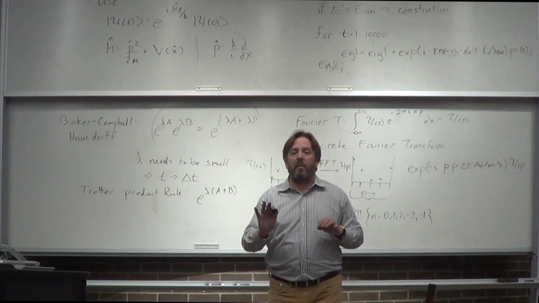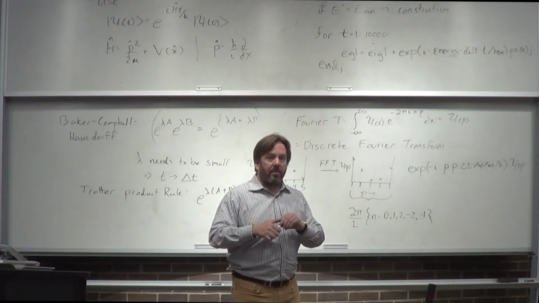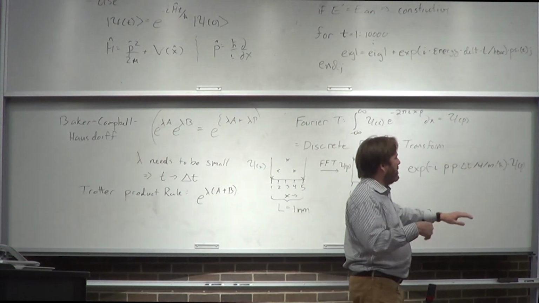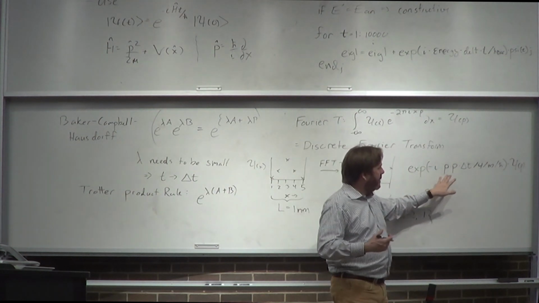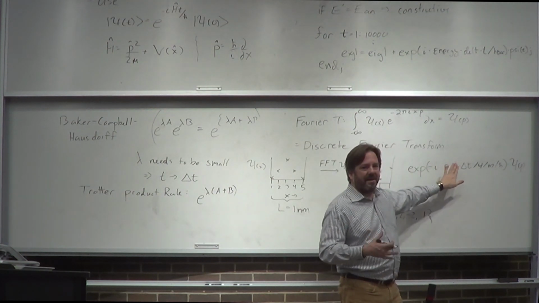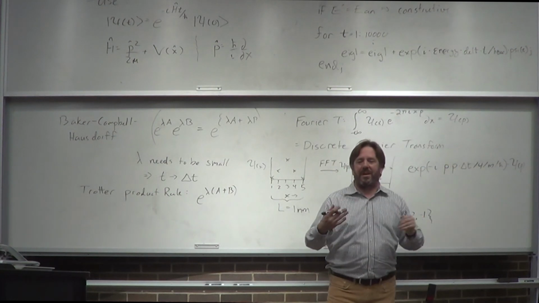Then you Fourier transform it back. You do this operator in momentum space, you go back to real space, and then you multiply the real space wave function by the same kind of factor, except that instead of p squared over 2m, it's just the potential energy.